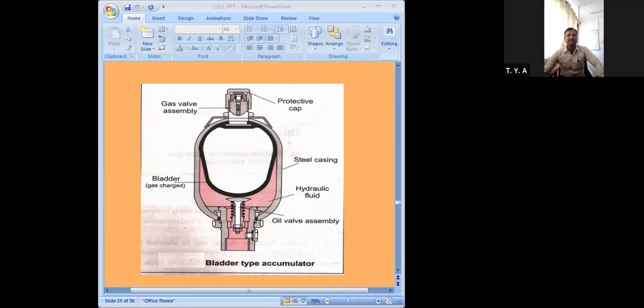When oil comes in, the bladder is going to compress, and when it is required for the hydraulic circuit, the bladder is going to apply pressure on the hydraulic oil, and through the oil valve assembly the hydraulic fluid is going to go outside. So that is the function of that.